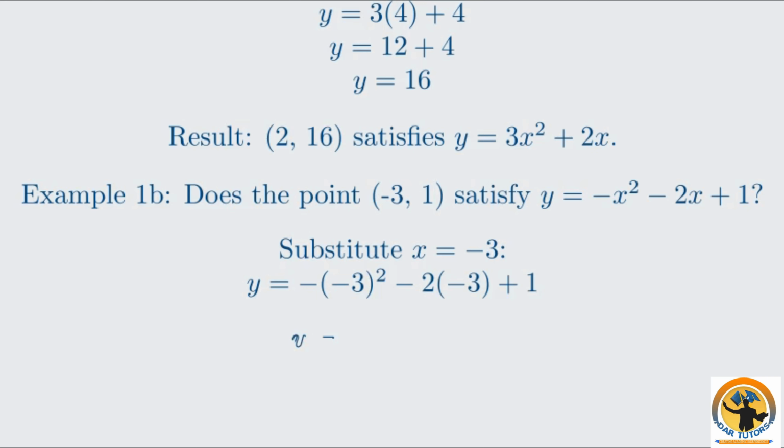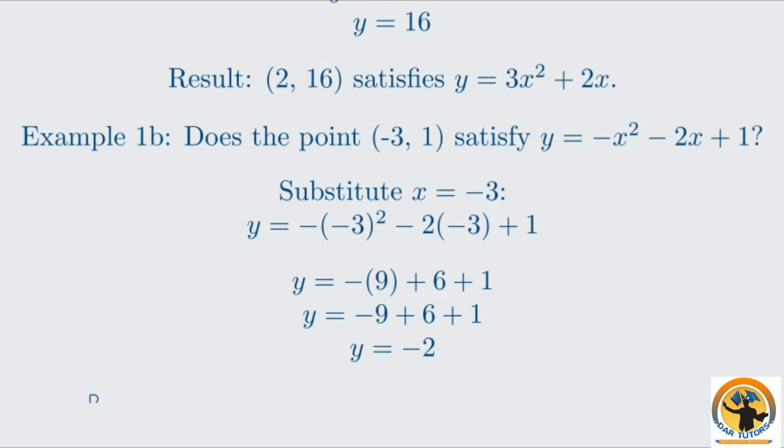Careful with the signs here. -3 squared is 9, so the first term becomes -9. -2 times -3 is +6. And we have +1. Adding these values, we find that y equals -2. The calculated y value of -2 does not match the y coordinate of our point, which was 1. Therefore, the point (3, 1) does not satisfy the function. It does not lie on the graph.